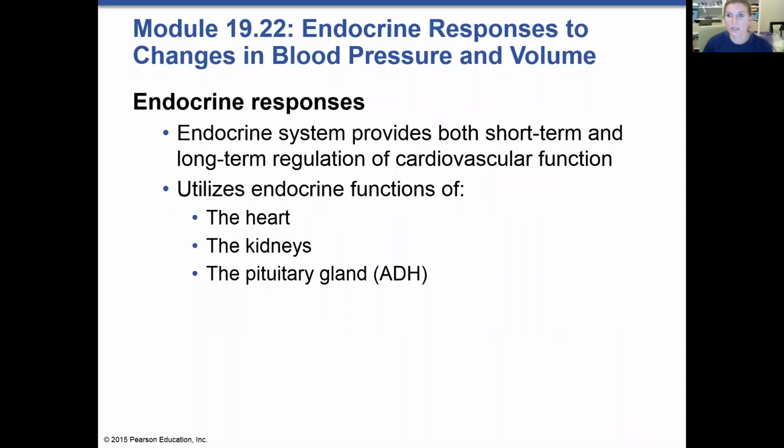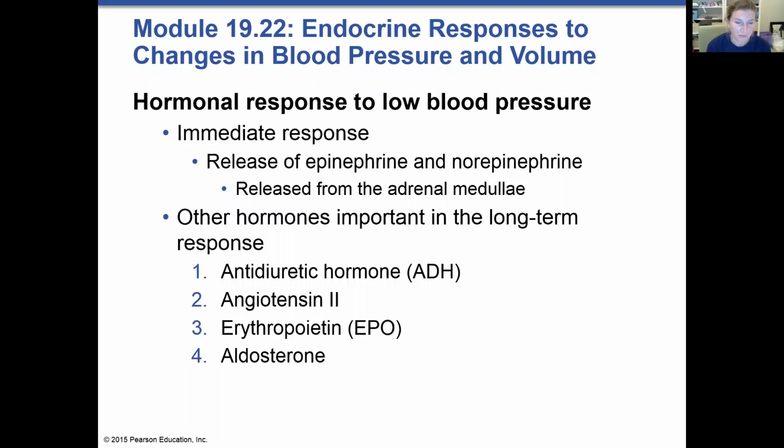As we're winding down, we're going to talk about endocrine responses to changes in blood pressure and blood volume. So the endocrine system is getting both short-term and long-term regulation of our cardiovascular function, right? This is utilizing the heart, the kidneys, as well as the pituitary gland, which releases ADH. We already graphically organized all of these hormones on the graphic organizer that we just used, and I just invented a word, graphically organized. So the hormonal response to low blood pressure.